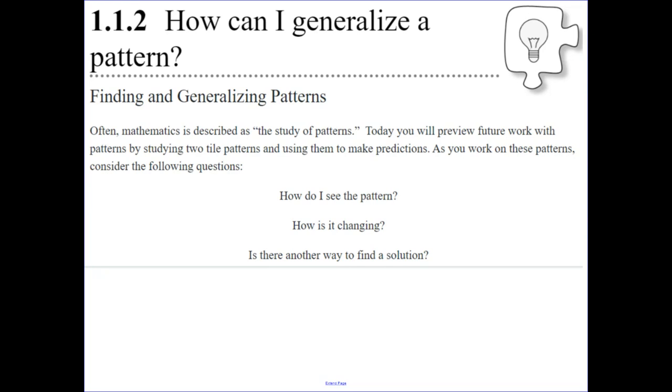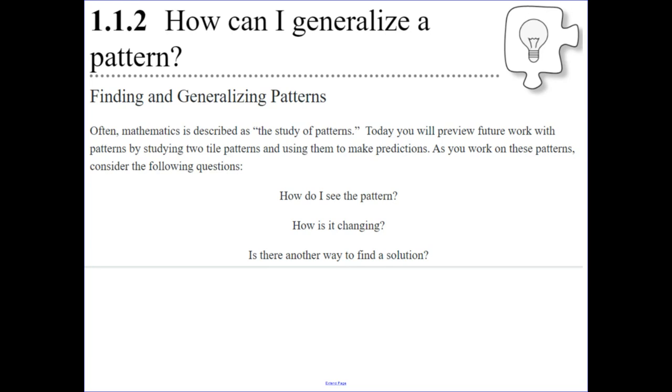As you work with these patterns, consider the following questions, and I want you to think about them as you're looking at it. How do I see the pattern? How is it changing? And is there another way to find a solution? What you will notice is that this pattern has more than one way that you could look at it. It's just a matter of finding the easiest way, perhaps, and the way that works for you the best.